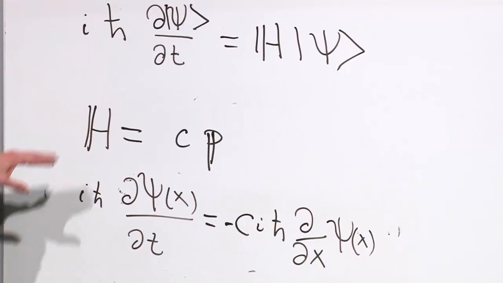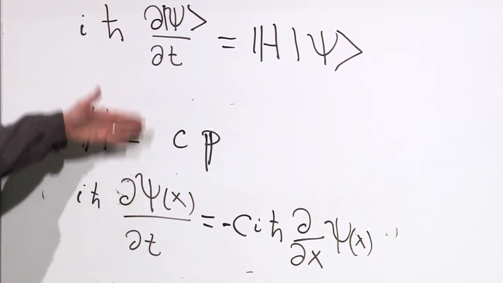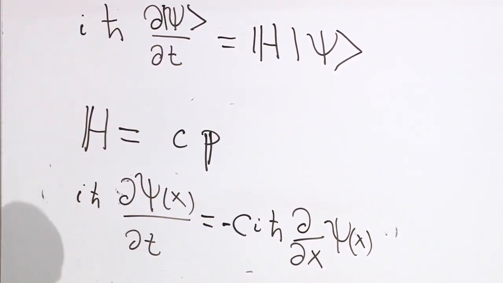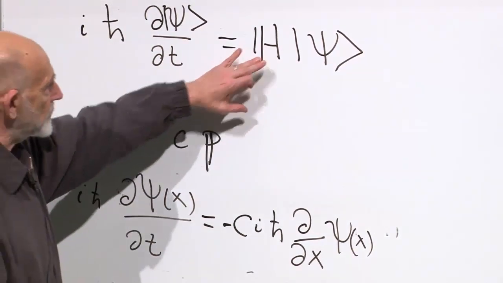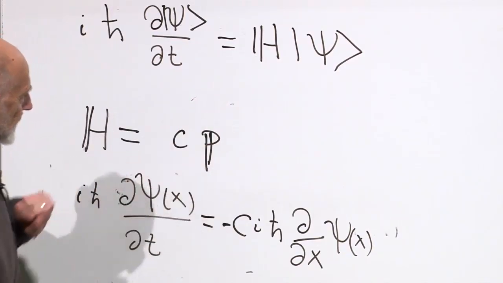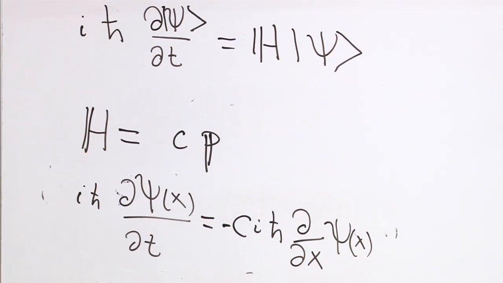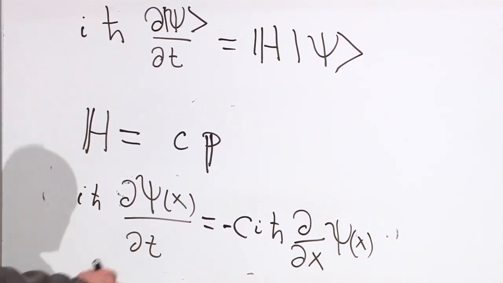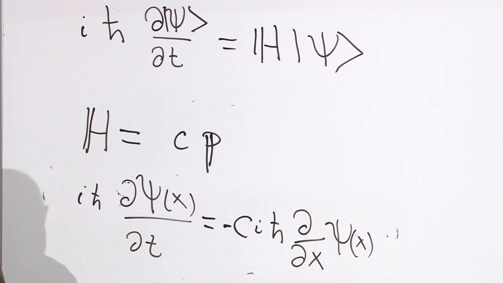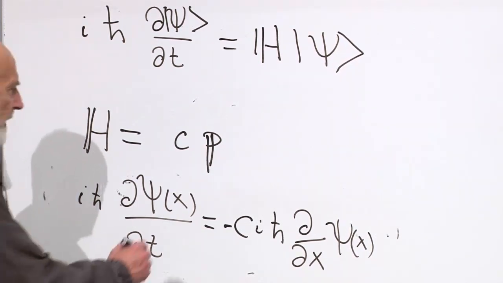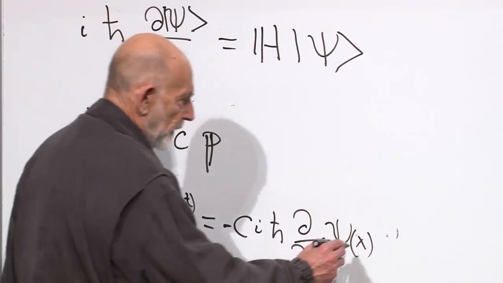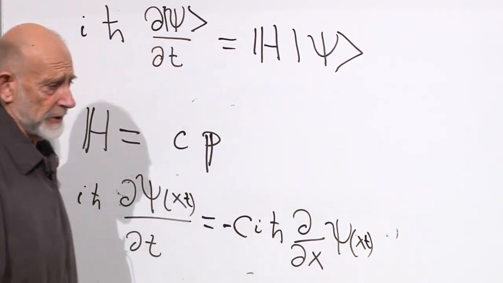Okay, what have I done? I've rewritten this equation in terms of wave functions, in other words, a concrete representation, psi of x, d psi of x by dt, and I've used the assumption that the Hamiltonian is just equal to C times the momentum, and the momentum is minus i h bar d by dx. And of course, psi is not only a function of x. What is psi a function of? Time. It's a function of time because, in general, a state vector changes with time. That's all.